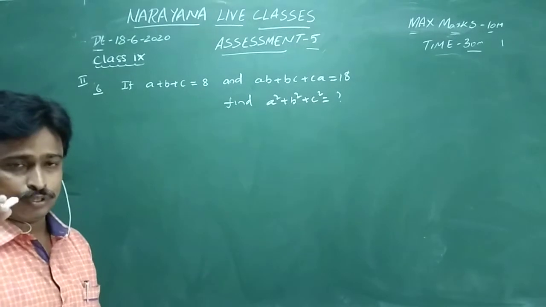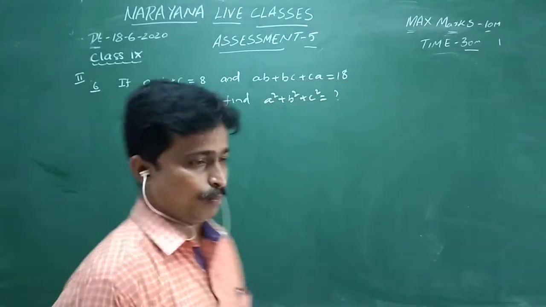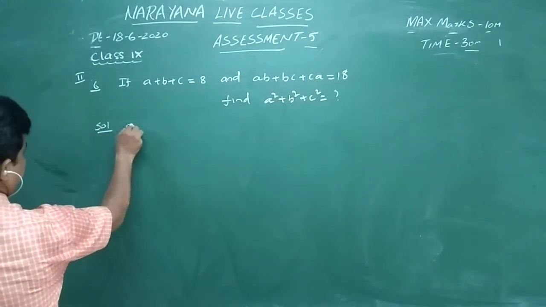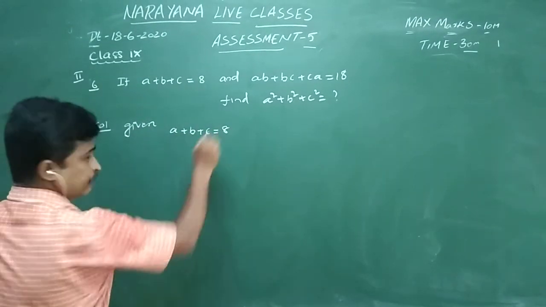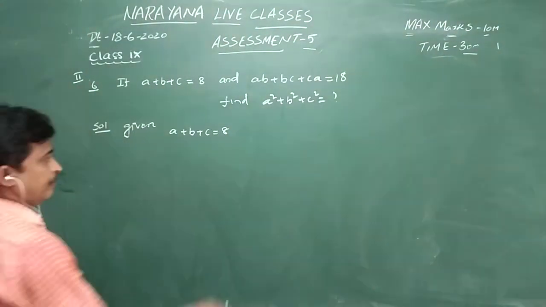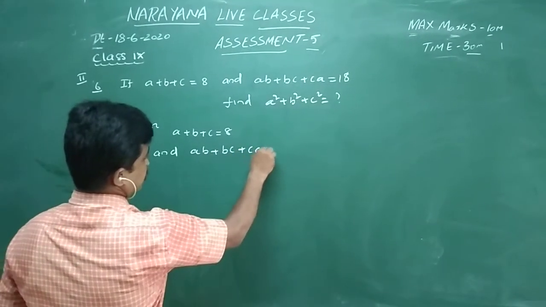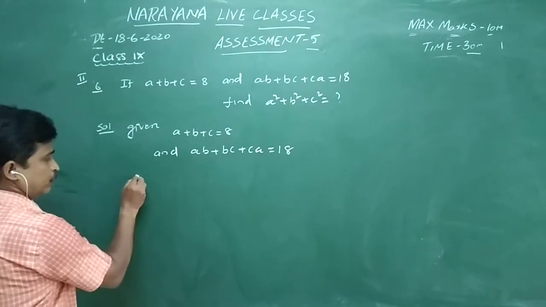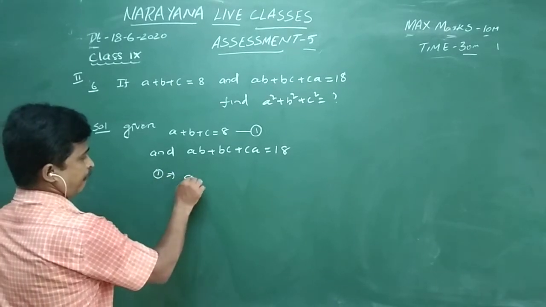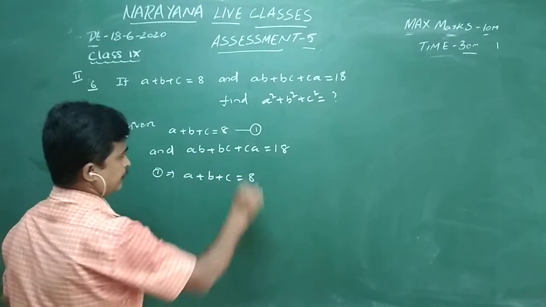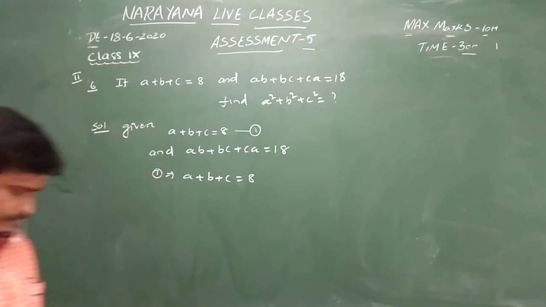First of all, in any problem, first of all write the given data. Solution. Given a plus b plus c is equal to 8 and ab plus bc plus ca is equal to 18. So first take equation number 1. 1 implies a plus b plus c is equal to 8. The given a plus b plus c is 8.